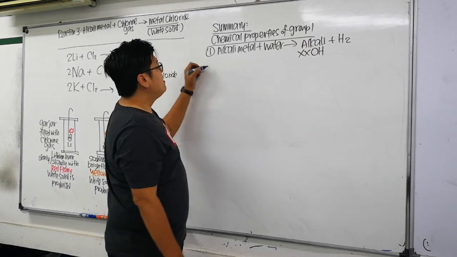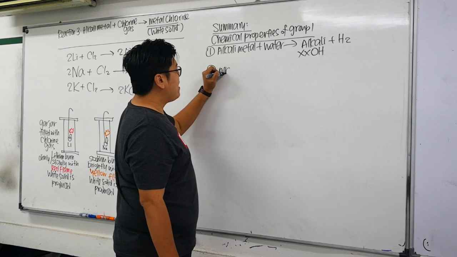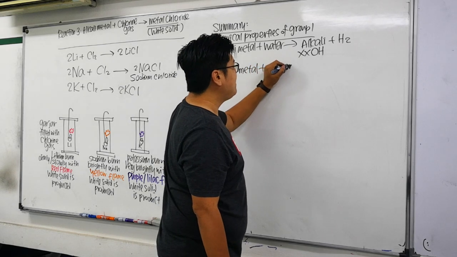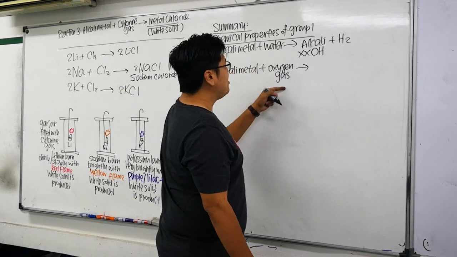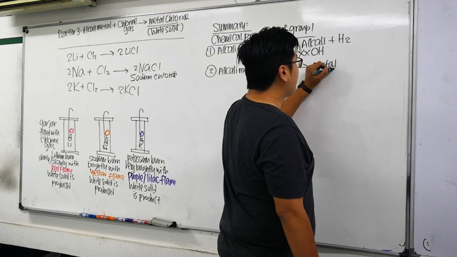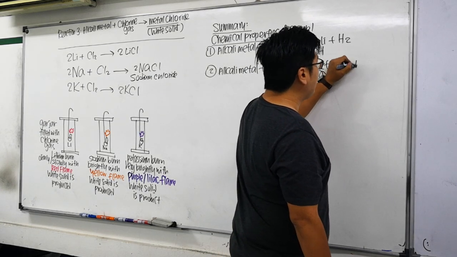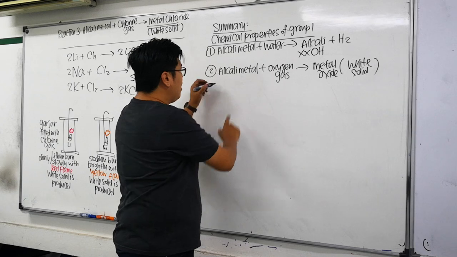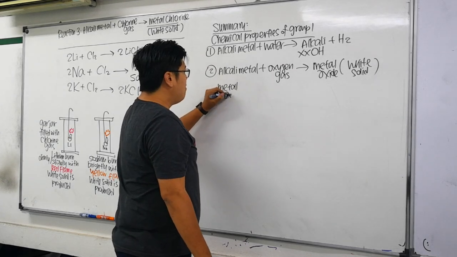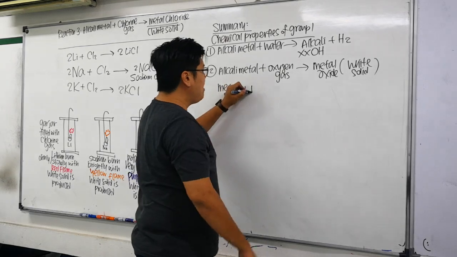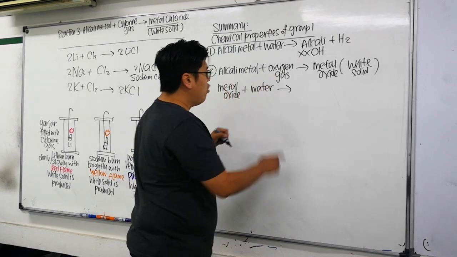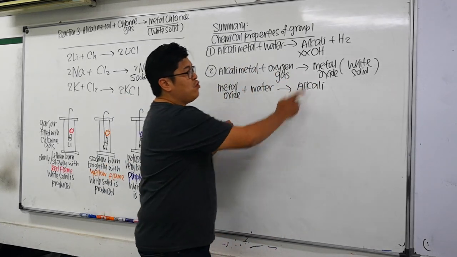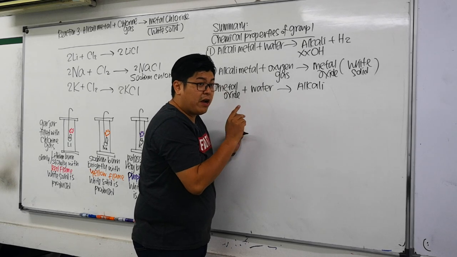Second thing, if I burn the alkali metal in oxygen gas, the metal combines with oxygen and the final product is called a metal oxide. The metal oxide appears as a white solid. If I take the white solid, the metal oxide, and throw it in water, it can still make the water become alkali. The only difference is that you don't have hydrogen now. Understand? After burning, no hydrogen.